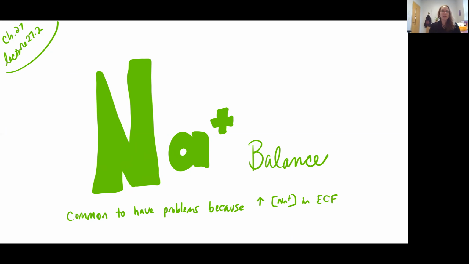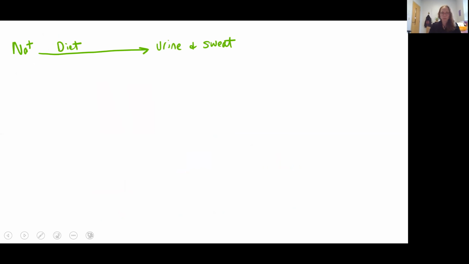Now, remember, because we have a sodium-potassium exchange pump constantly pumping sodium into the extracellular fluid, our ECF has our highest concentration of sodium. And so it's pretty common to have problems with your sodium balance because it's all located there in the extracellular fluid. So that means it's not as regulated by the cell.